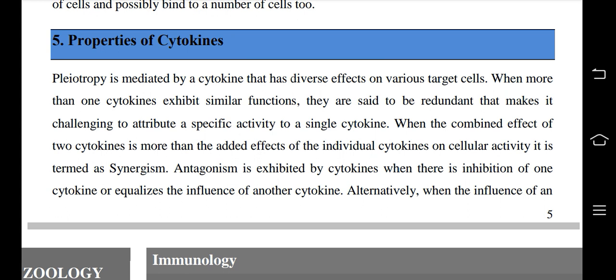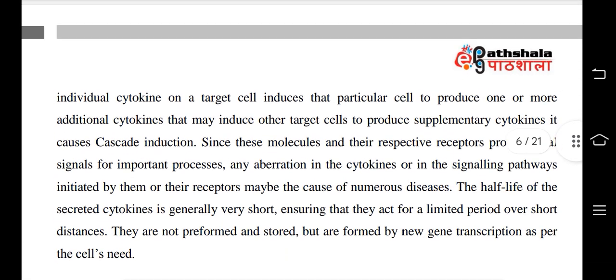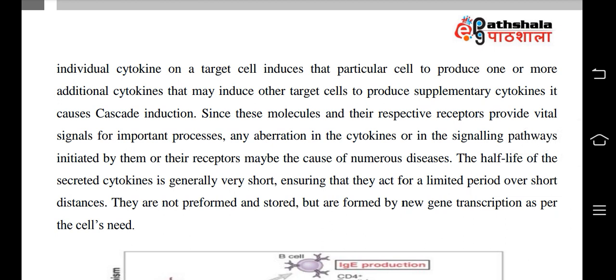When the combined effect of two cytokines is more than the added effects of an individual cytokine on cellular activity, it is termed synergism. Antagonism is exhibited by cytokines where there is inhibition of one cytokine or equalizing of the influence of another cytokine. Alternatively, when the influence of an individual cytokine on a target cell induces that particular cell to produce one or more additional cytokines that may induce other target cells to produce supplementary cytokines, it causes cascade induction.